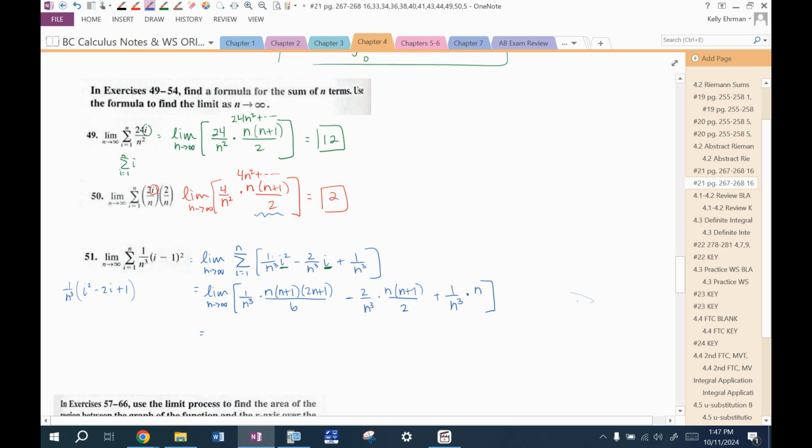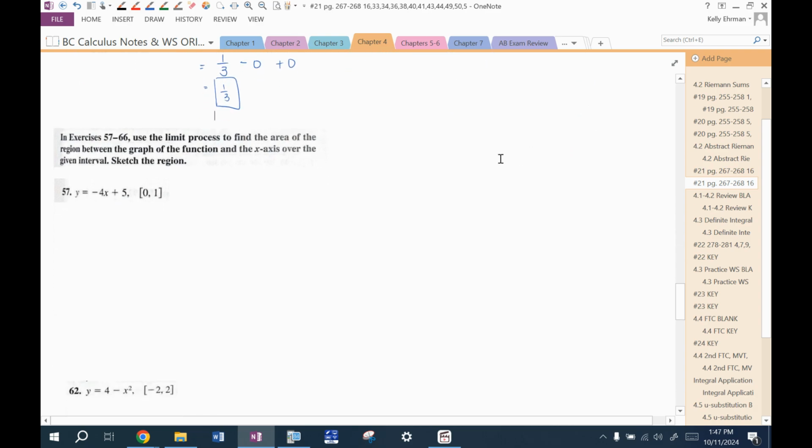Now we have enough to do these limits. So what is this one? This is 2n to the third plus other stuff over 6n to the third. So that's 1/3. These 2's are going to cancel out. So you're going to get n squared over n to the third, so that's minus 0. And this is 1 over n squared, bottom heavy again, so plus 0. So this limit is equal to 1/3. The limit of this sum is equal to 1/3.